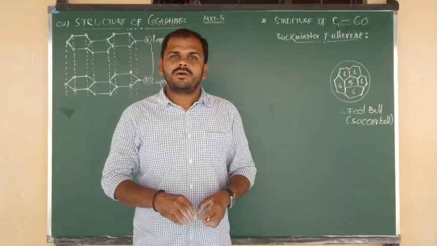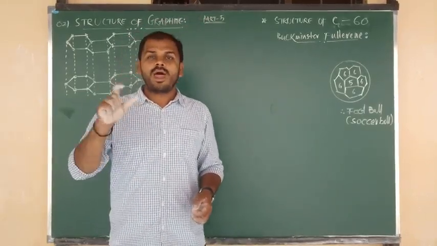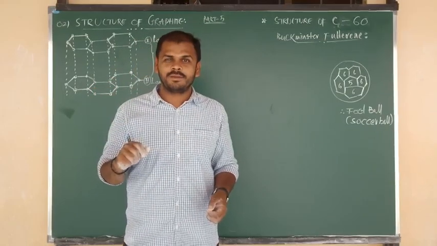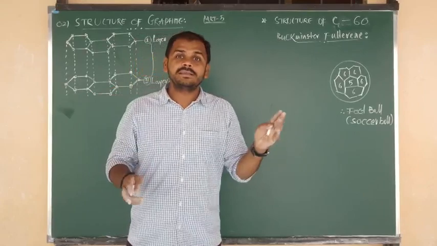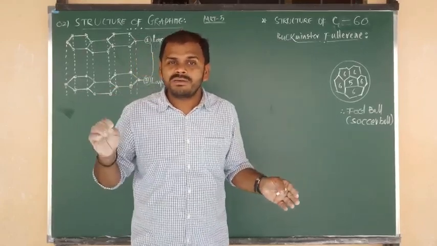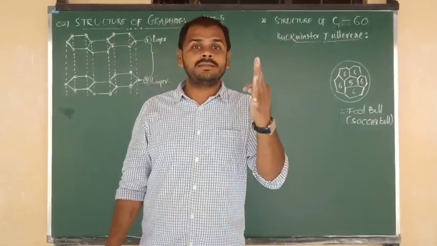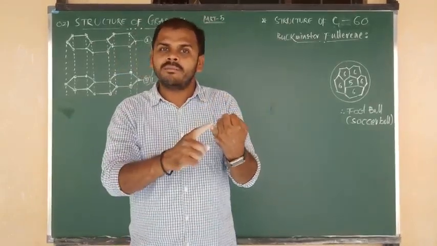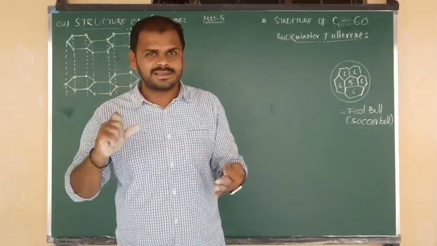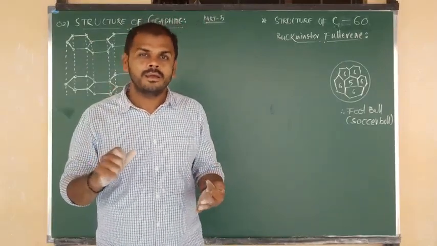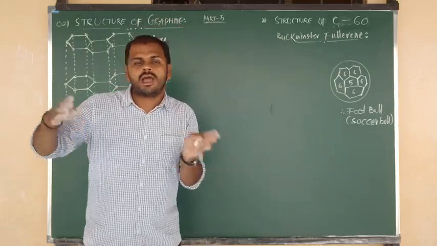In the last class we have seen about allotropy and what the allotropes of carbon are. So mainly carbon forms how many types of allotropes, beta? Two types: crystalline allotropes and amorphous allotropes. Again, in the crystalline allotropes, mainly three things are there. Number one is diamond, one more is graphite, and one more is fullerenes. Yes or no, beta?